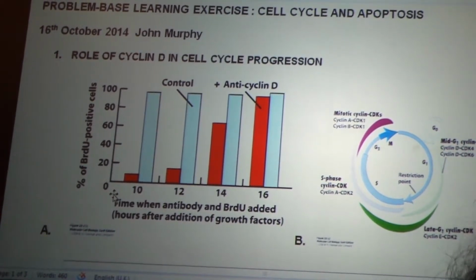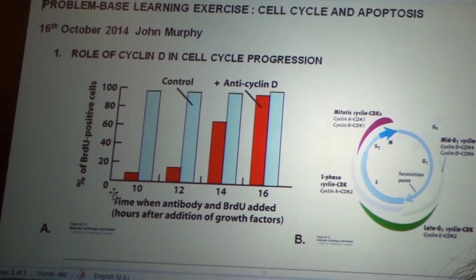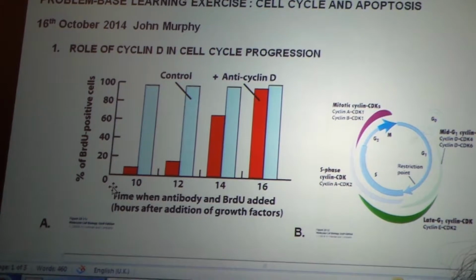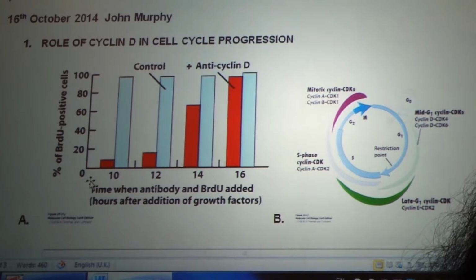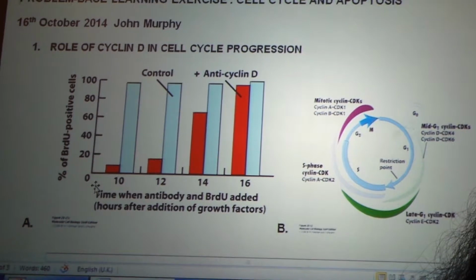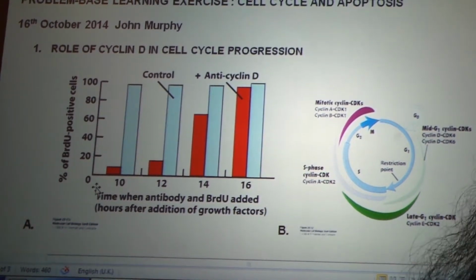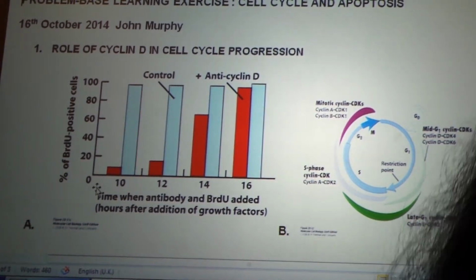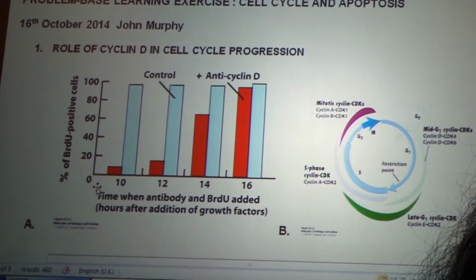Okay, somebody has an idea. If all the cells are exposed to growth factor at the same time, why is there a big difference between 12 and 14 hours? Why does it jump from 15% to 60%? From 10 to 12, it just jumps a lot. Yeah, it jumps a lot. So they were all exposed to growth factor at the same time, but then the ones that received the antibody were given the antibody at various times after the growth factor. Okay?